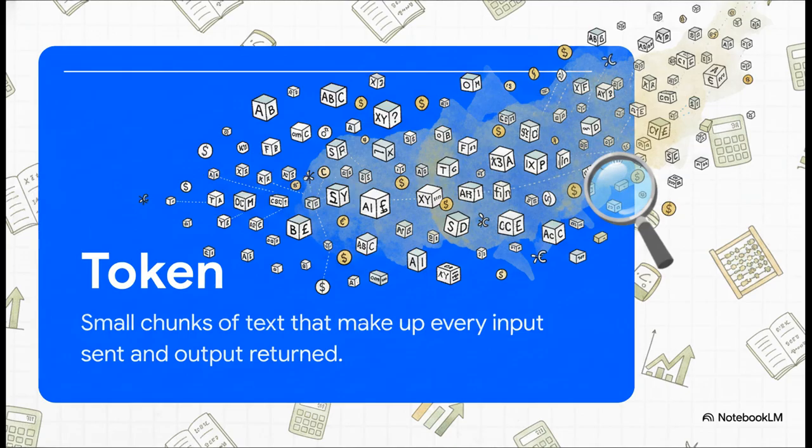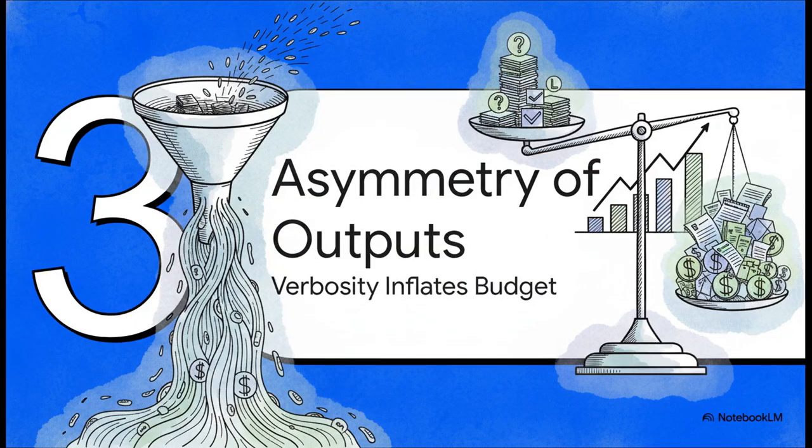These little chunks make up absolutely every single input you send to the AI and every single output the model returns back to you. Think of tokens as the basic unit of measurement for AI computation. Once you grasp that every few letters equals a token and every token costs a fraction of a cent, the whole abstract idea of compute cost suddenly becomes this incredibly tangible, trackable metric for everyone. Literally, every word counts. Section 3, the asymmetry of outputs, when verbosity inflates budgets.